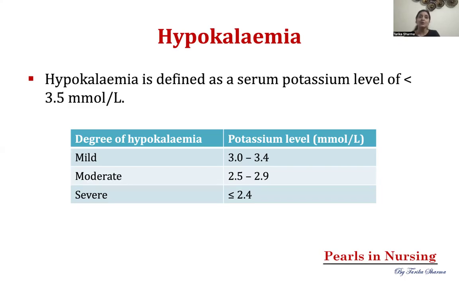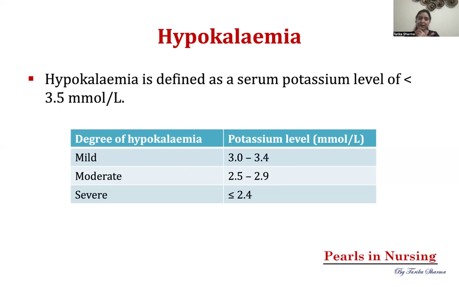In hypokalemia also we can have different degrees or different levels, like mild hypokalemia, moderate hypokalemia or severe hypokalemia. In mild hypokalemia, the potassium level ranges between 3 to 3.4 millimole per liter. In moderate hypokalemia, the potassium level ranges between 2.5 to 2.9 millimole per liter. And in severe hypokalemia, the level is less than or equal to 2.4 millimole per liter. So depending on these levels, there can be prominence of the ECG changes.